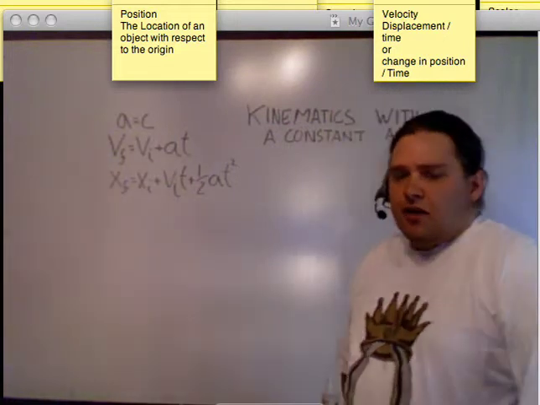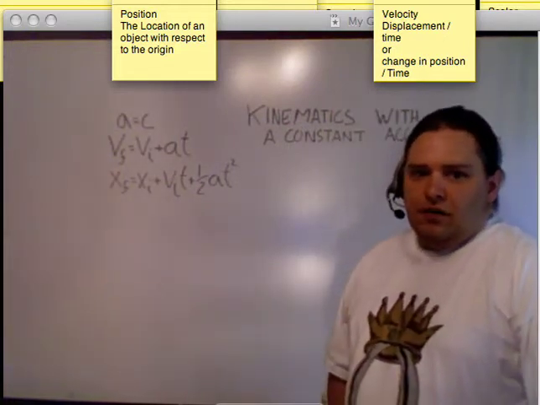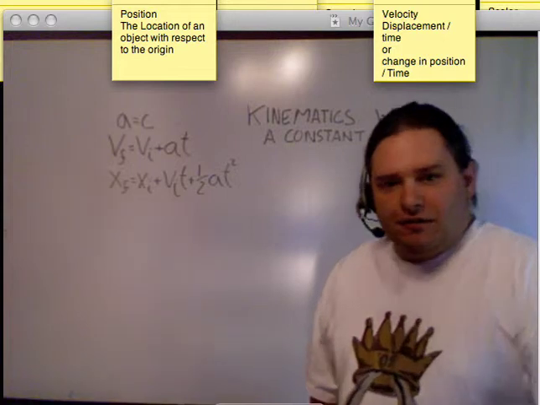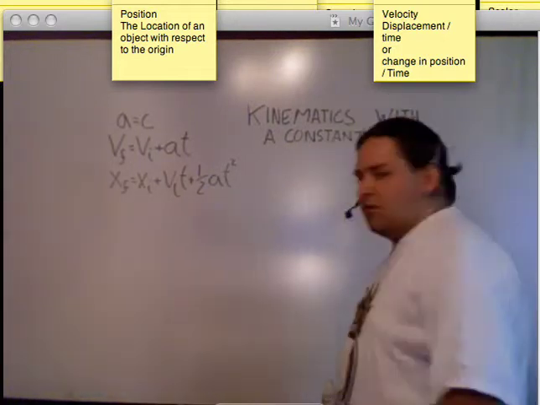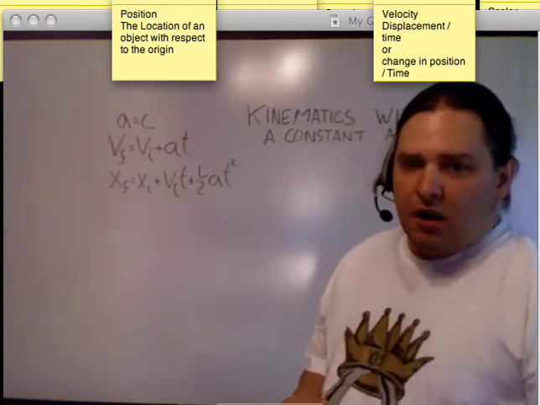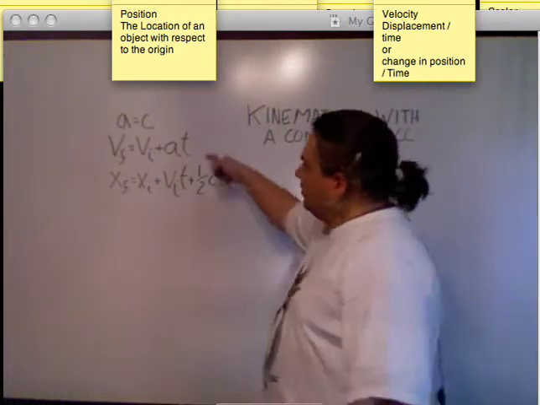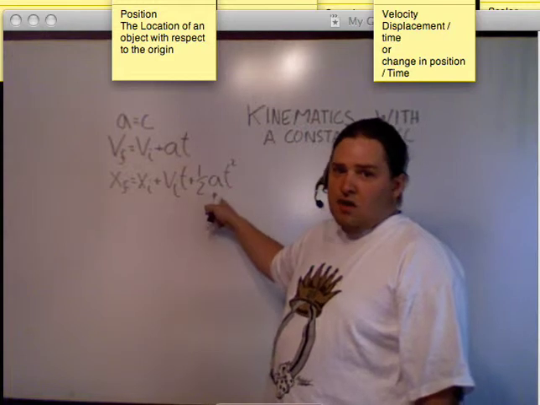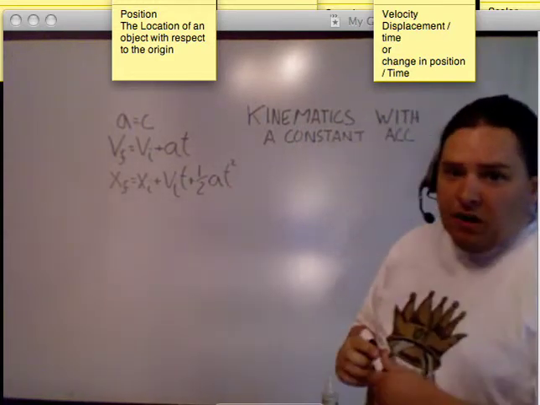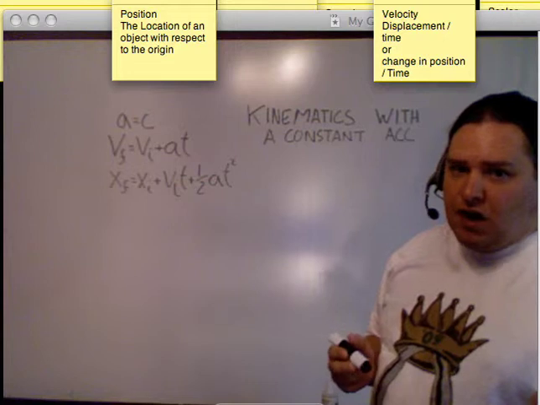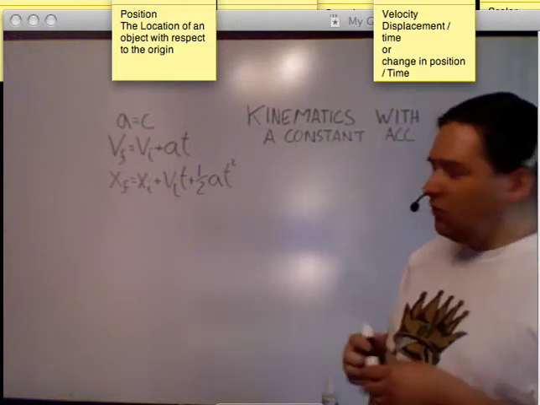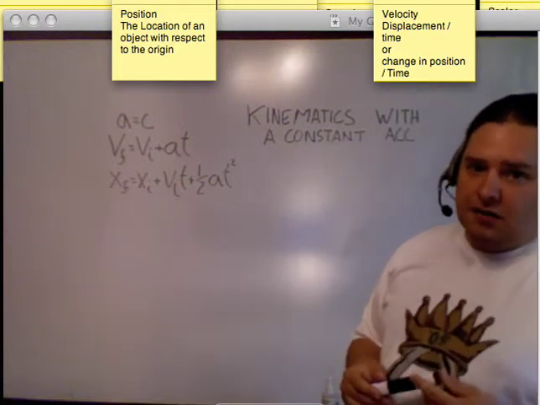Alright, the last equation, I'm going to try to do this. This is a little bit tougher. The last equation is called the time-independent kinematic equation. What we're going to do is take equation number 2 and equation number 3 and eliminate time from my equation. In order to do that, I'm going to have to solve for time in one of those two equations and then substitute it into the other.